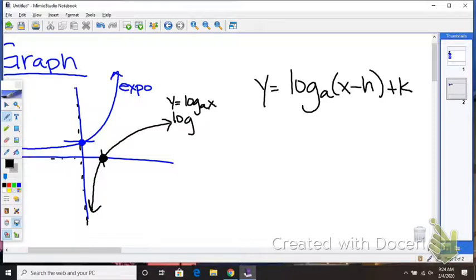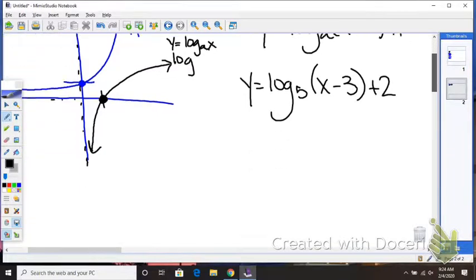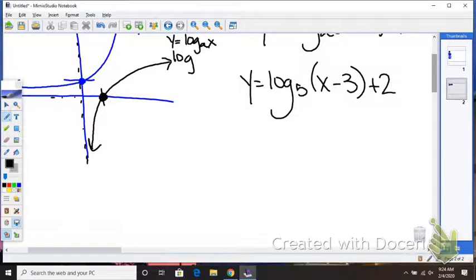So I'm just going to give you one of these, and then I'm going to let you go on your homework. I'll just make it up. If I give you y equals log base 5, which doesn't matter for my graph for what we're doing today, of (x minus 3) plus 2. So I'll draw my original log graph. It goes to the point (1, 0). So here's my original.